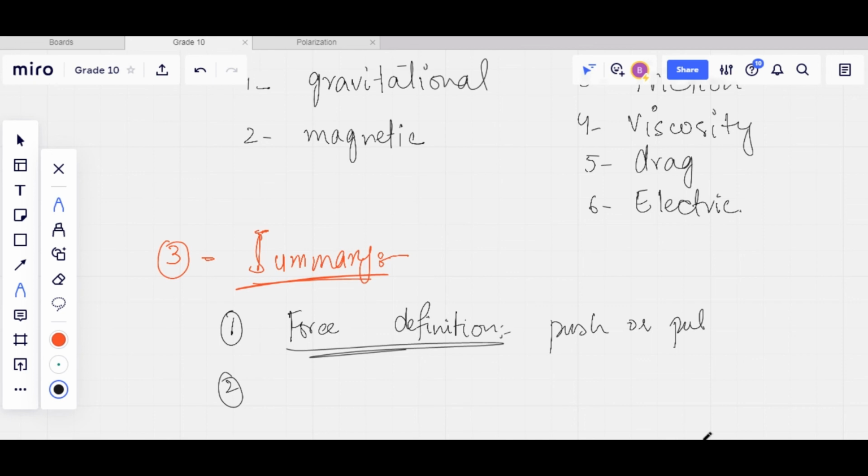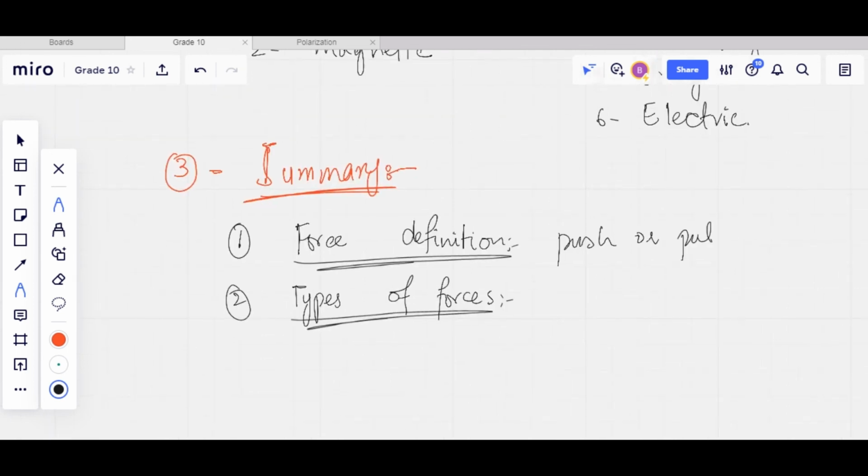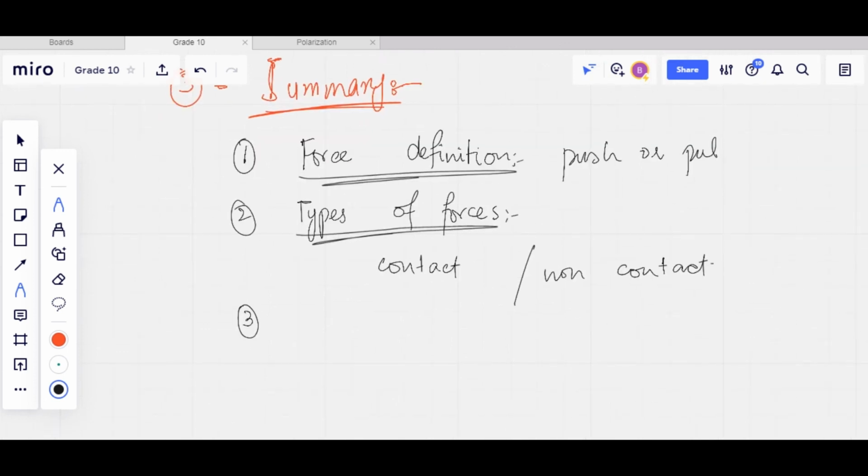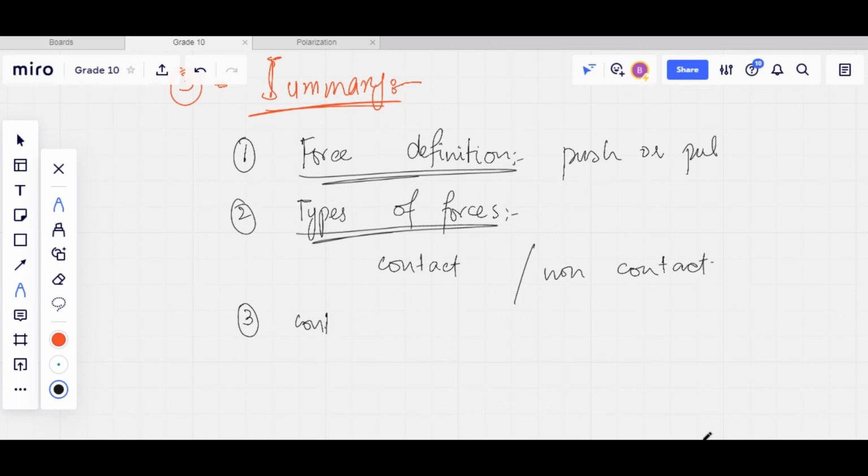Secondly, we discussed the types of forces. I'm not going into detail in the summary. Basically there are two types of forces, which are contact and non-contact forces. These are the two major types of forces. Then in the third part, we discussed contact forces separately and non-contact forces separately. So in contact forces, we discussed friction, air drag, normal standing of a person, viscosity, all these things.